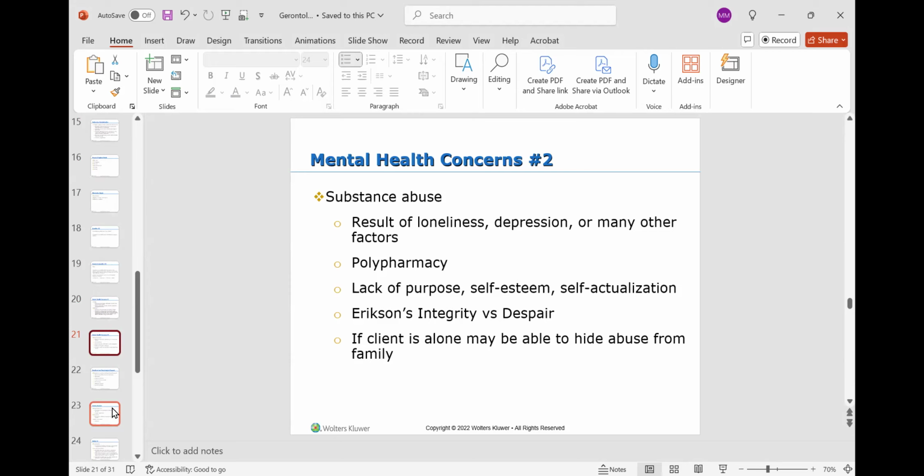Polypharmacy, I talked about that already. Lack of purpose. Why do you get up in the morning? Right? Why do you get up? This is a question that I would ask older folks when I looked at them and I saw they seemed depressed. Because if you come out and ask someone, hey, are you depressed? You're not really often going to get an honest answer, right? So my question would be, hey, why do you get up in the morning? What makes you get up in the morning? What do you do? That, they'll stop and think about it, right?